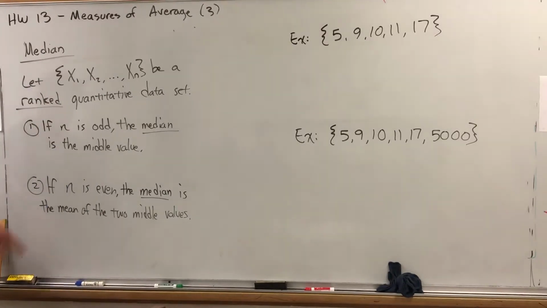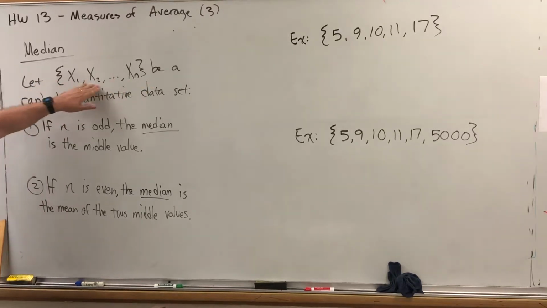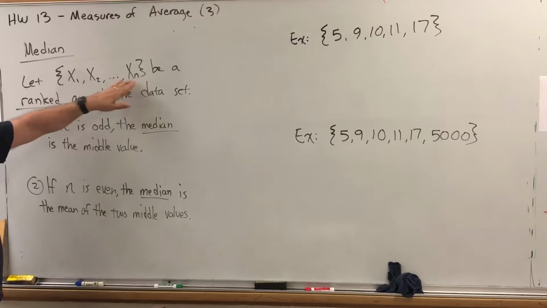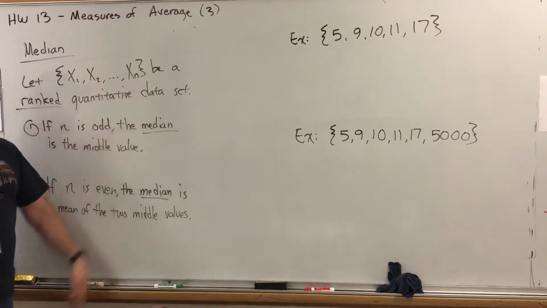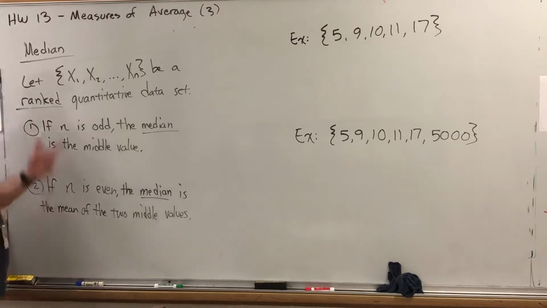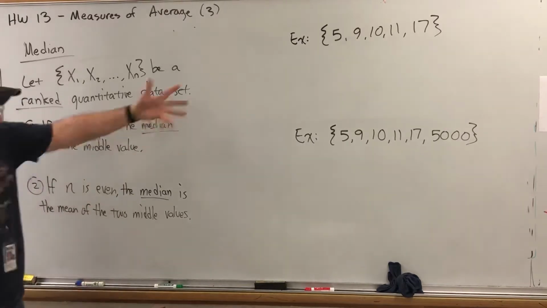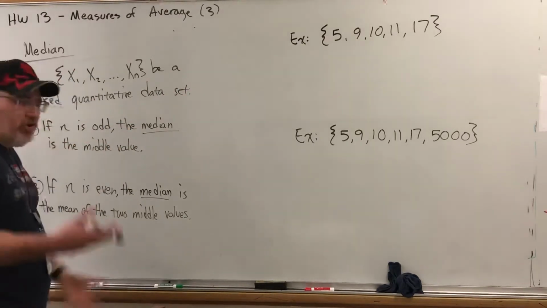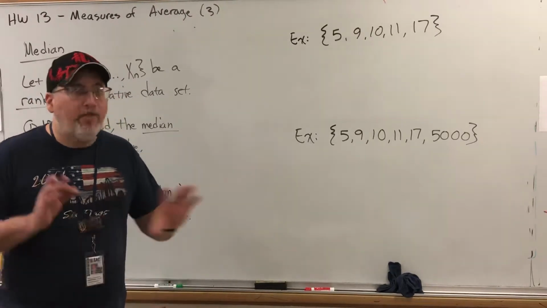So here it is. We're going to let the set containing x1, x2, all the way through xn, and again, these are just generically representing first number, second number, all the way to the nth number, however many that is. But let this be a ranked quantitative data set. And by ranked, I mean put in order from least to greatest, as both of these are. Sometimes when you're given a data set, it's not put in order. So before you go finding the median, put them in order.